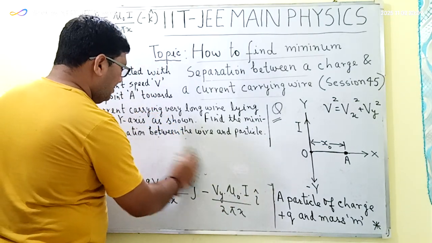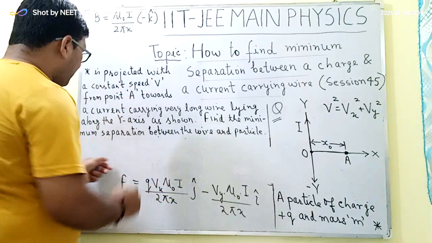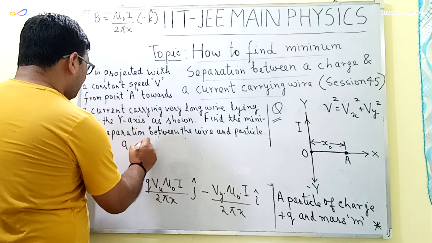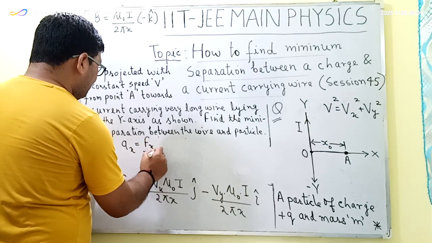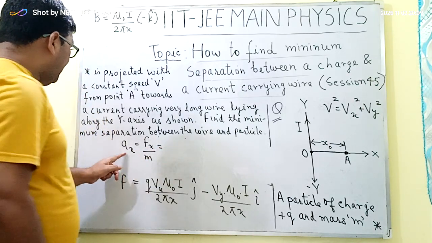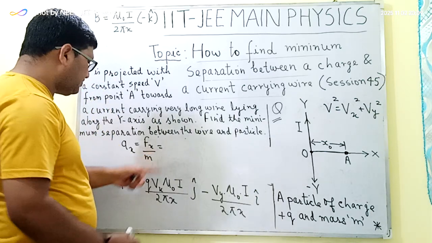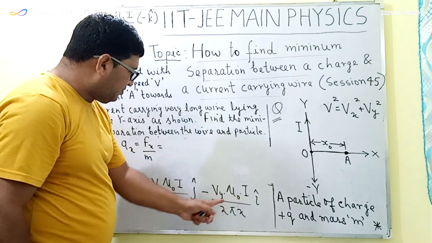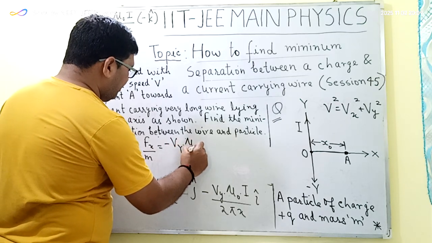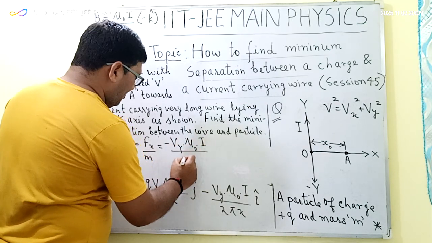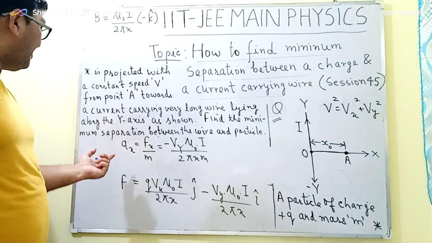Now from here, the acceleration of this charged particle along the x-axis can be written as Ax is equal to Fx upon m, where Ax is the acceleration of the charged particle along the x-axis. So this is now Fx. From here, Fx will be equal to Vy times mu naught I upon 2 pi x, divided by m. So this is the acceleration of the charged particle along the x-axis.